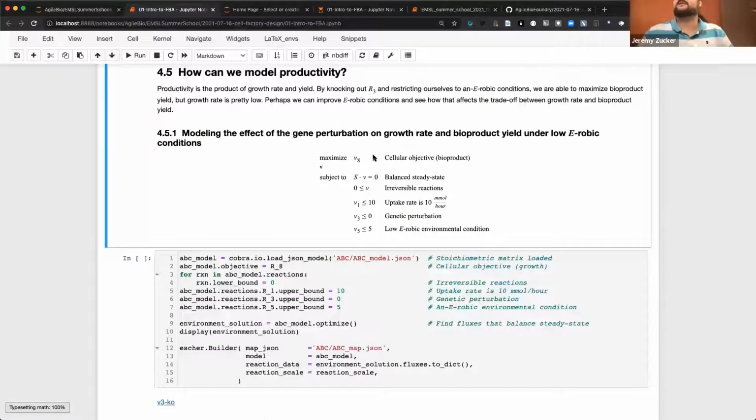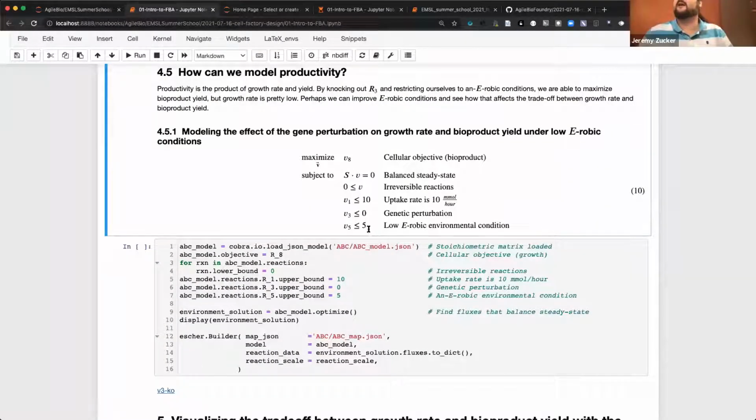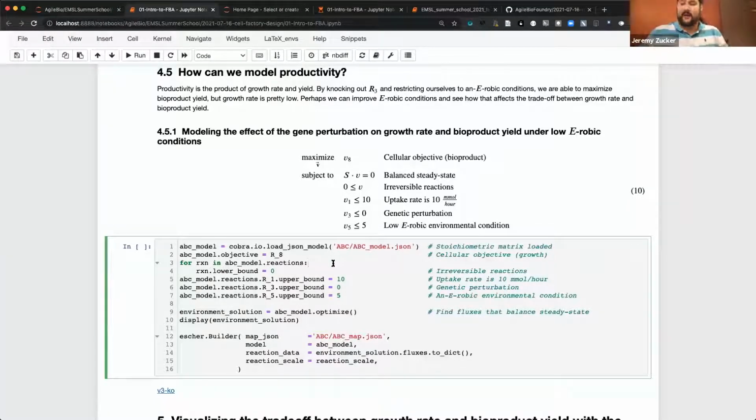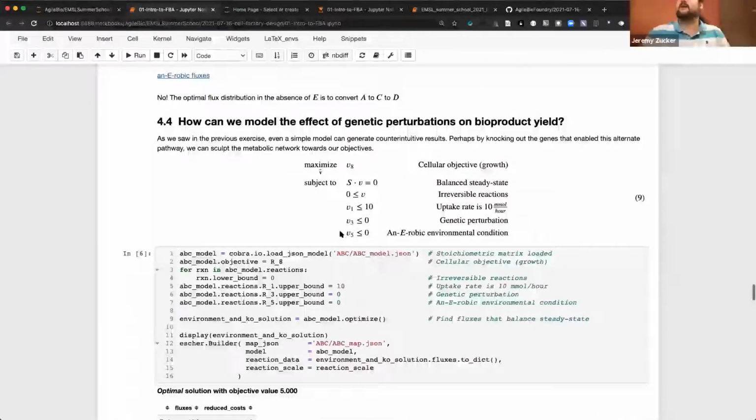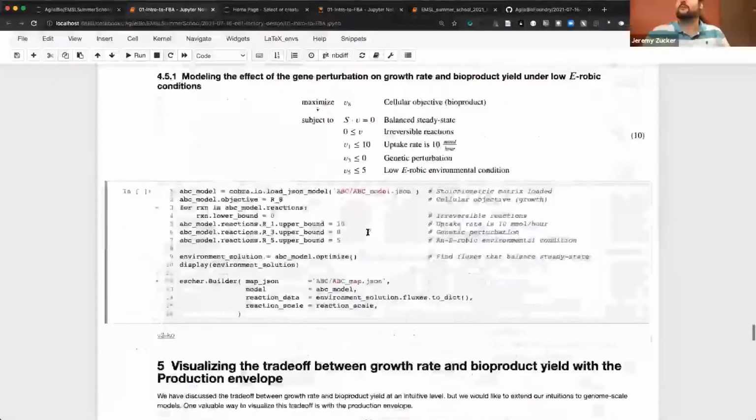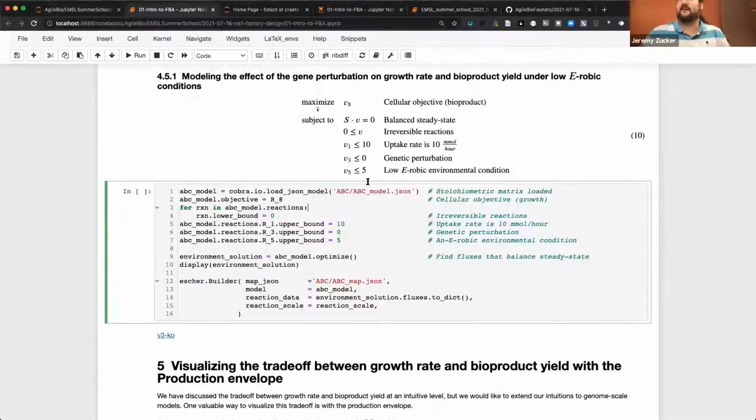Okay, so the cell is trying to maximize its cellular objective, but now we're going to give the organism a little bit more oxygen and see if that helps it balance out that relationship between growth rate and bioproduct yield. So the only thing that we've done here is that whereas beforehand V5 was 0, now V5 is 5. I'm going to see what happens when that occurs.